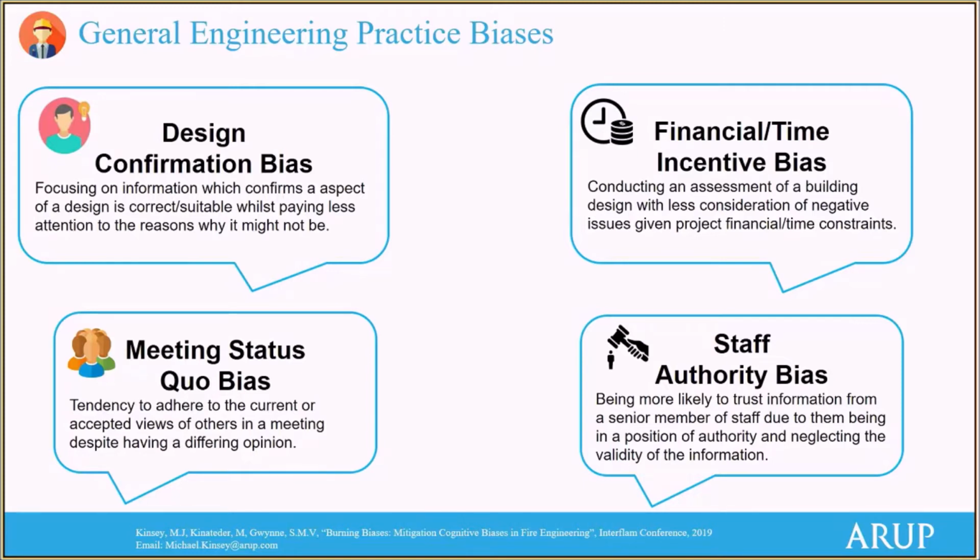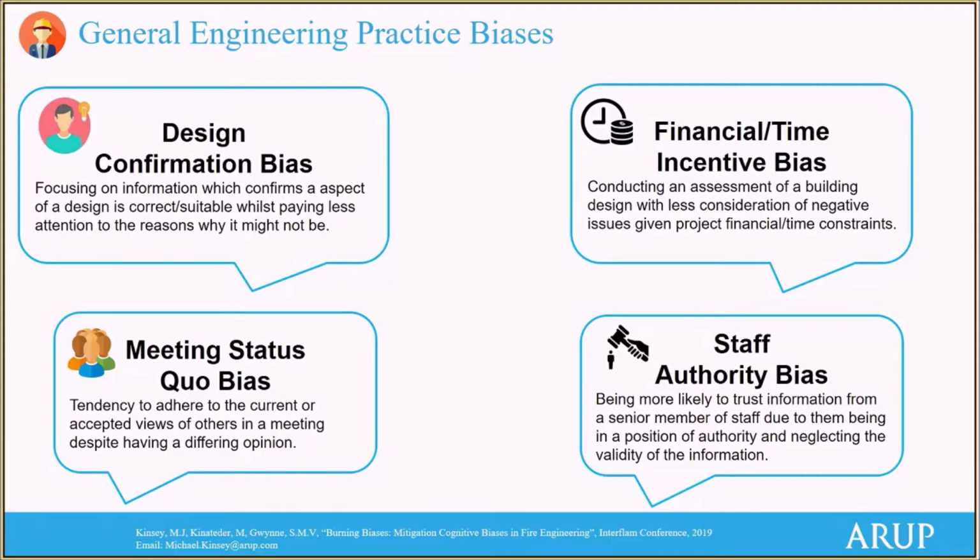As engineers, we're involved in lots and lots of meetings, often big meetings, and often this means that we can experience meeting status quo bias. So the tendency to adhere to the current or accepted views of others in a meeting, despite having differing opinions. Perhaps someone is scared to shout up, despite everyone else agreeing to a certain course of action. We can also see staff authority bias, so being more likely to trust or follow the information of a senior member of staff due to them being in a position of authority and neglecting the validity of their information.